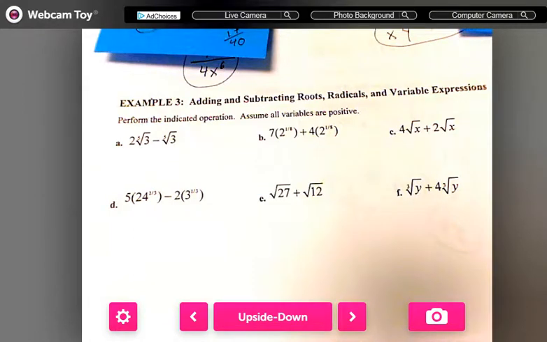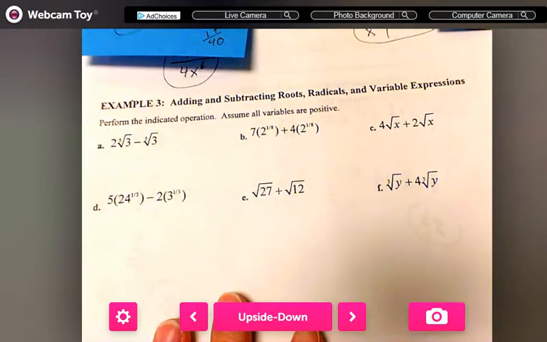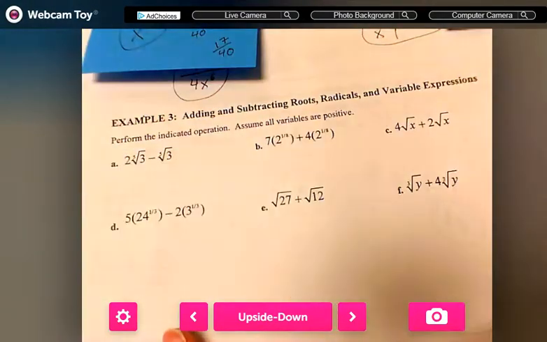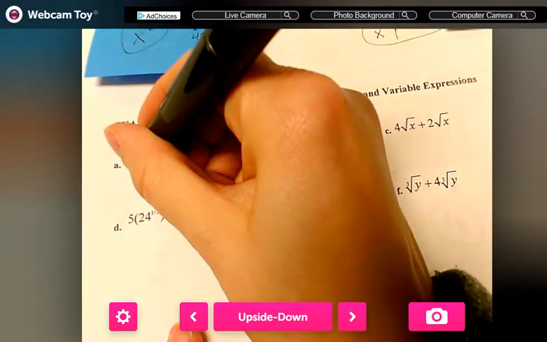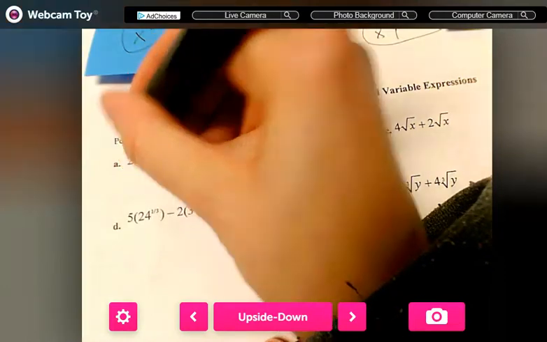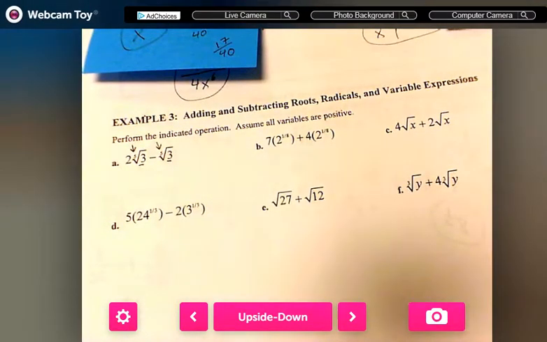Okay, we're looking at these last 6 problems from yesterday, and they're talking about adding and subtracting square roots, radicals, and variable expressions. Okay, so if they have the same number inside your radical, and they're to the same root or the same fraction, you can just put them together.